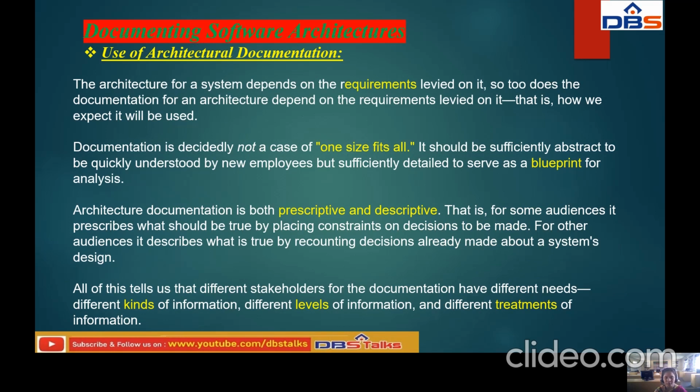The first concept is documenting software architectures. So first we need to learn what is the importance of documentation of a particular software architecture. Once they create an architecture, why do we need to document an architecture? In this, the first concept is uses of architectural documentation. When we create an architecture, they are maintaining documentation, they are creating documentation. So why are the architects and designers documenting an architecture? What are the main uses of documenting an architecture? Here we are going to learn the importance of documentation.